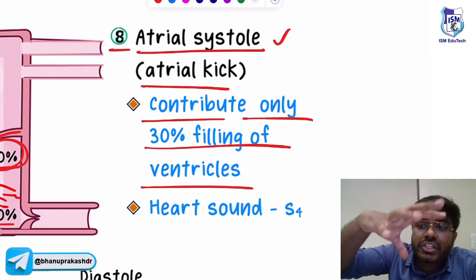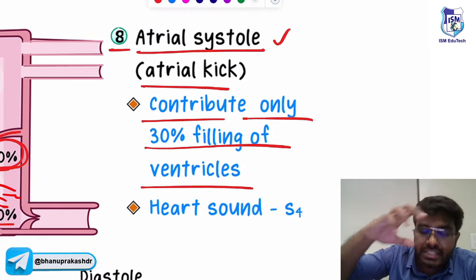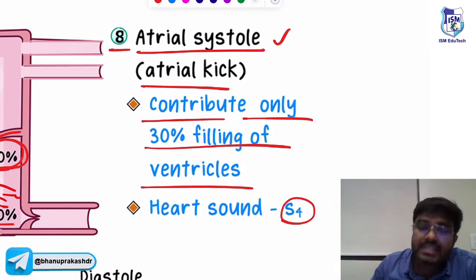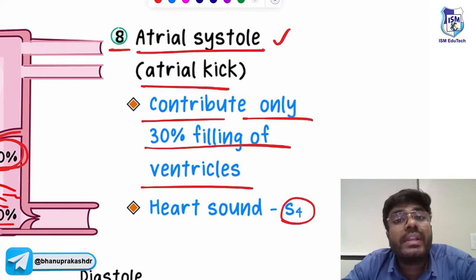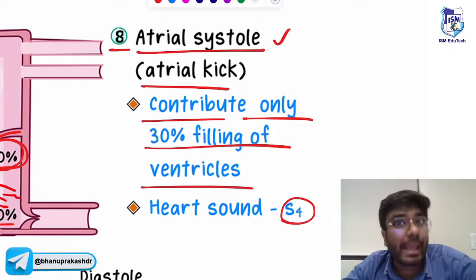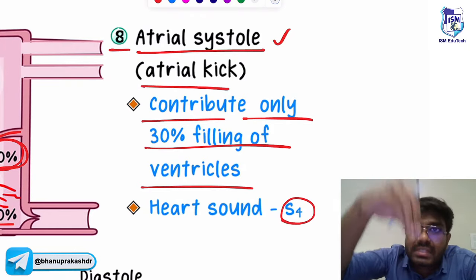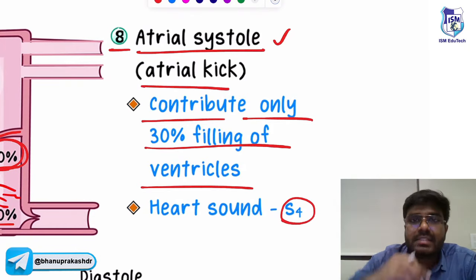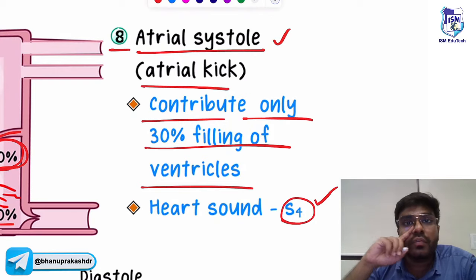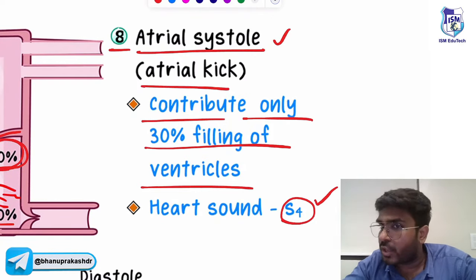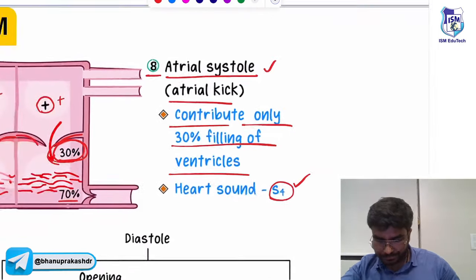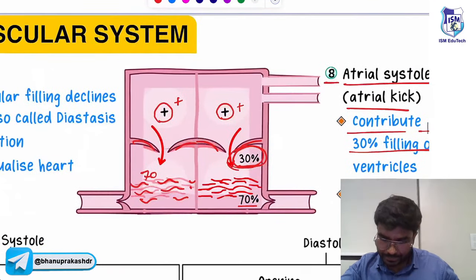Now, due to contraction of this atria, you can hear a sound that is S4. So, S4 heart sound is heard, after S1, S2. Now, in this MBBS, you will study about S3, S4 also. Some other sounds are also there, like ejection click, opening snap, you will study them. But atrial contraction allows 30% filling of the ventricles. During this, you can hear the S4 heart sound, sir. Okay? Next.